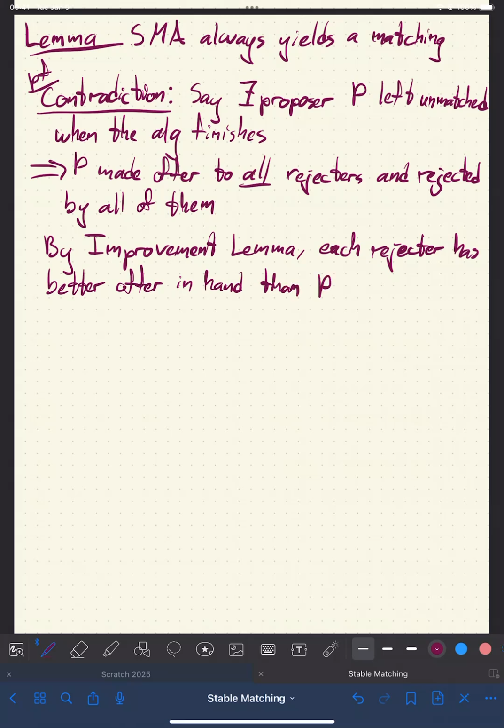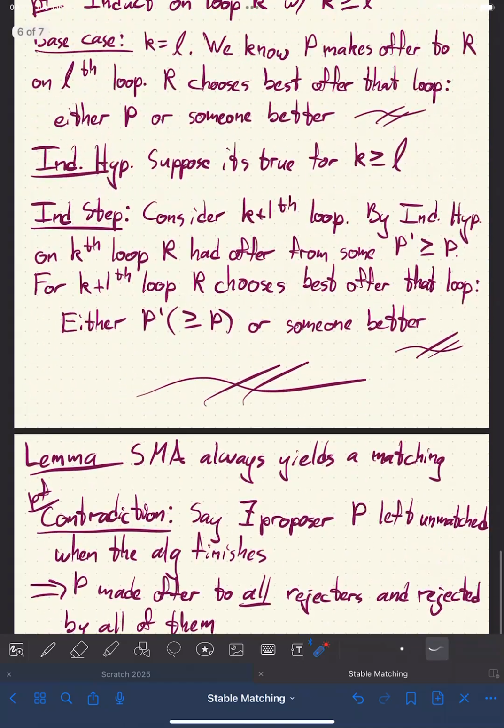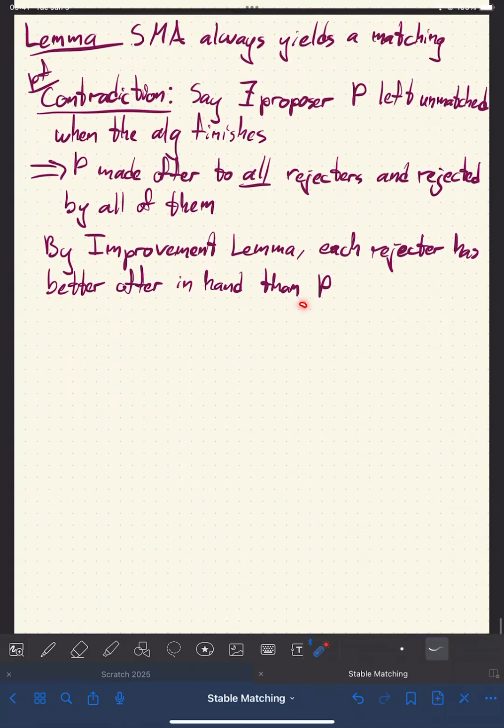Why do we know that? Well, because P proposed to all of them, right? P proposed to all of them, and each rejector can only do better in subsequent loops. So if P proposed to all of them and the rejectors only get better, that means they're going to be getting better offers in hand. Each rejector is going to get a better offer in hand than P, and that only continues. There's going to be some P prime, just like we were talking about up here, that it likes more than P. So because rejectors keep getting better, each rejector ends up having something in hand better than P.